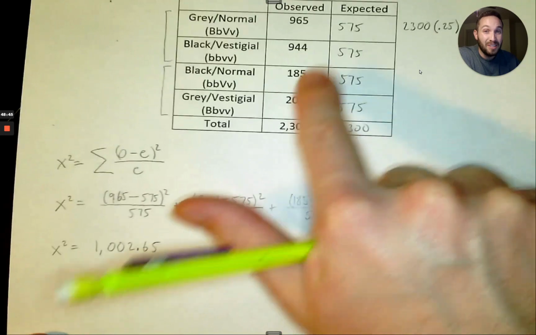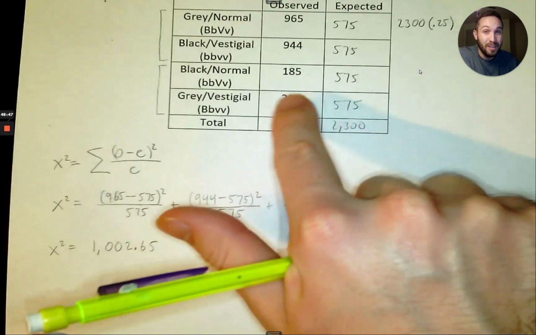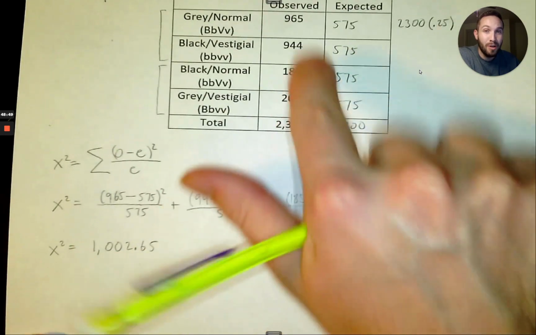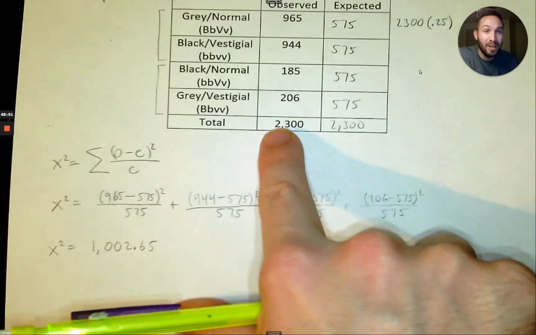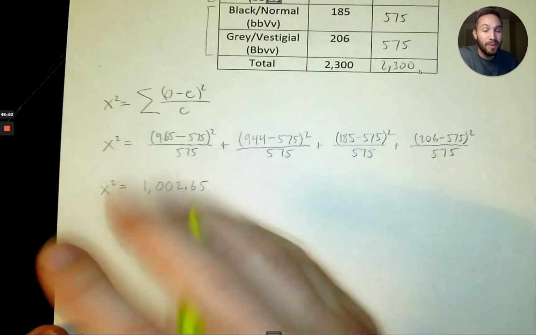Like, this does seem pretty different from this data. This wasn't just a few flies. It would be hard to say this is random chance when we're counting 2,300 flies. Anyway, you get a large chi-squared value. Now here's what that means.